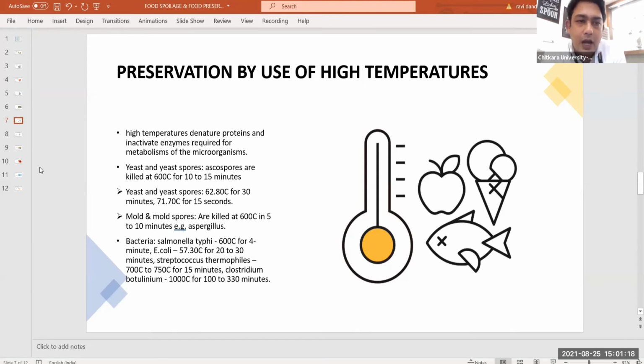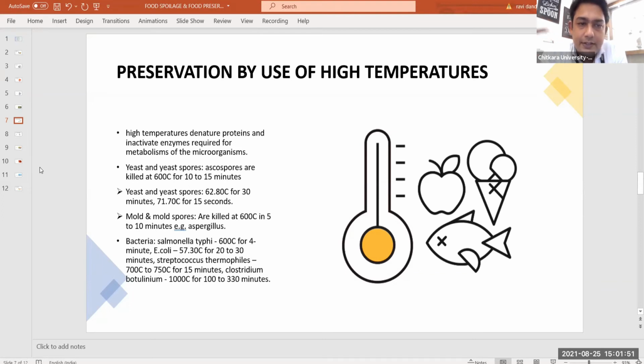We also understand that high temperature denatures the protein. Okay, so you cook an egg, and the higher the temperature is, the egg structure will start deteriorating. So that's the effect of high temperature. So the right amount of temperature is required wherever cooking is required. Okay, so high temperature denatures the protein and inactivates enzymes required for the metabolism of microorganisms. Okay, so that is very important.